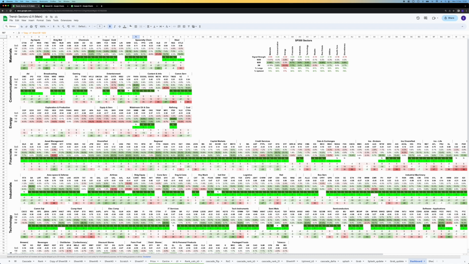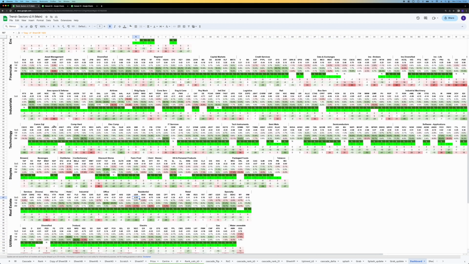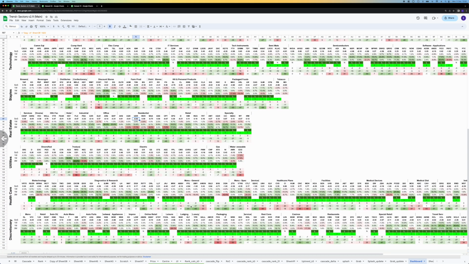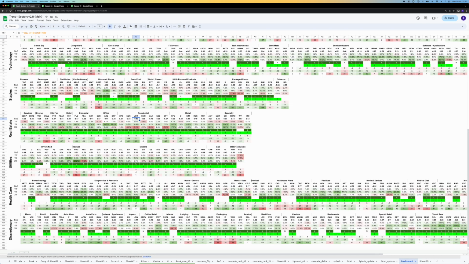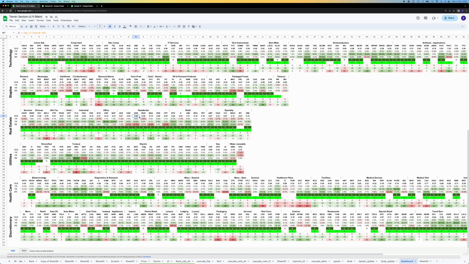So up here, this is just a general view for the sector as a whole. So we have everything, all 500 tickers in the S&P 500. So going down, materials, comms, energy, financials, they're all in there, and you can find them all in there.